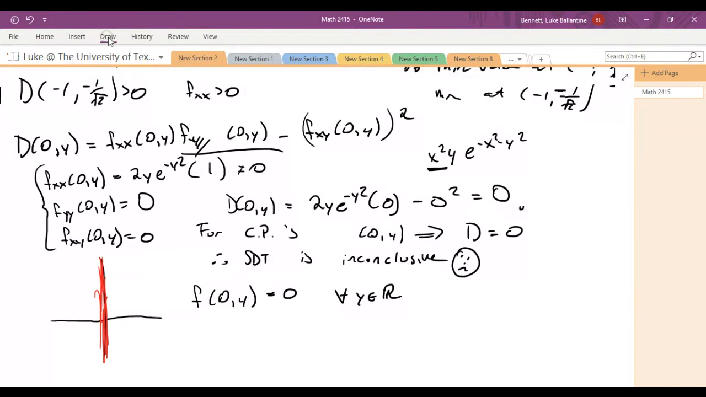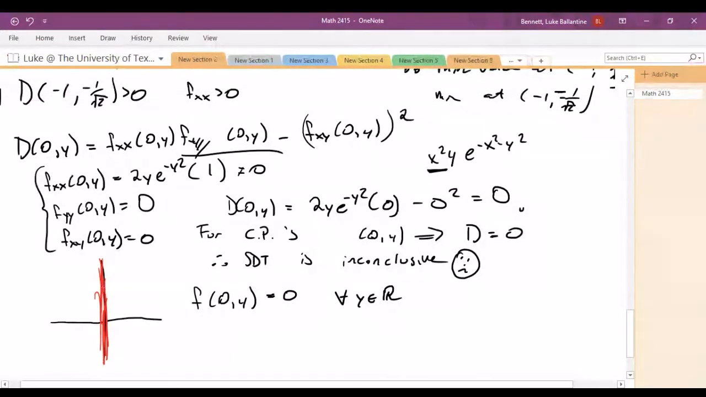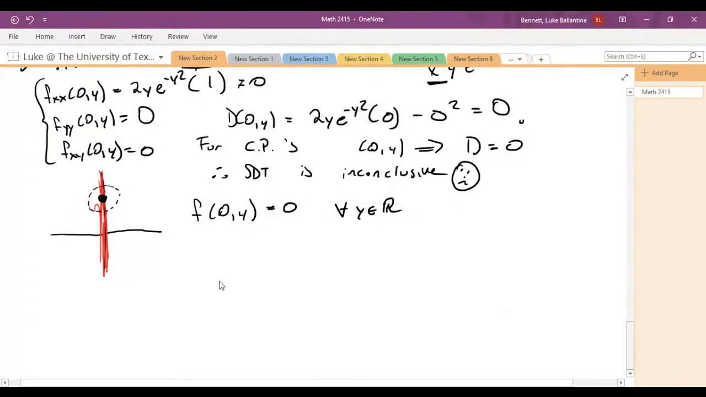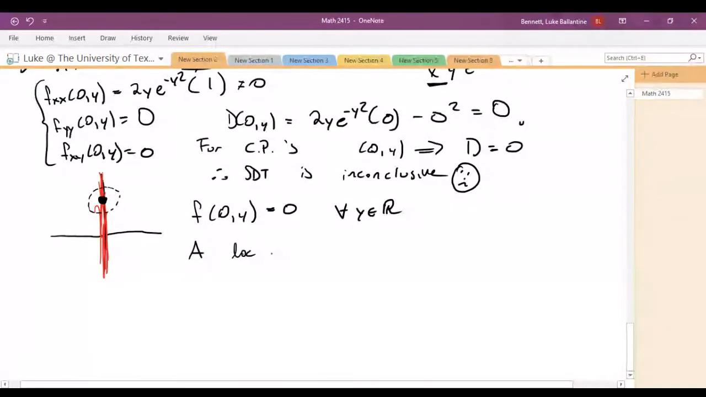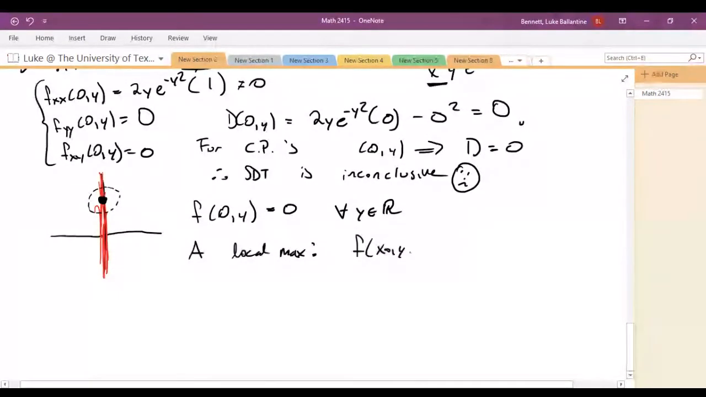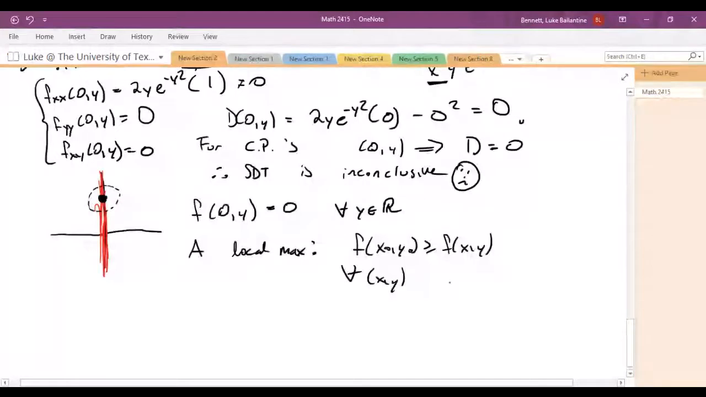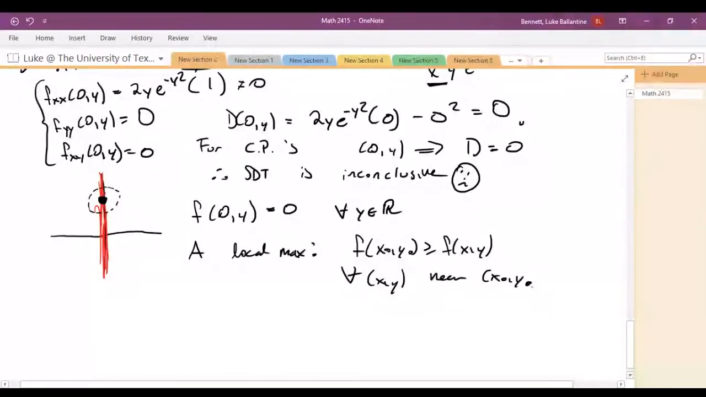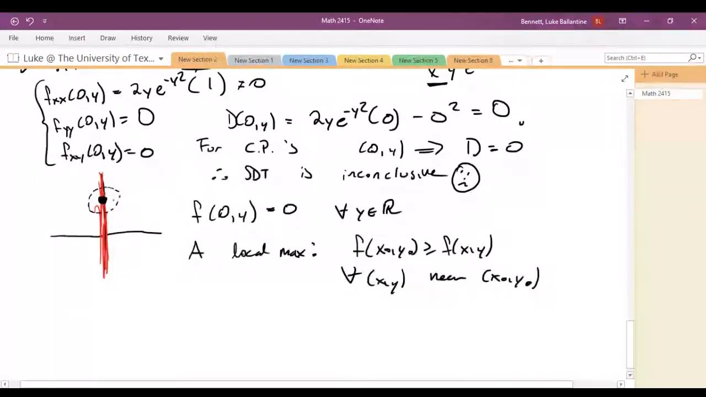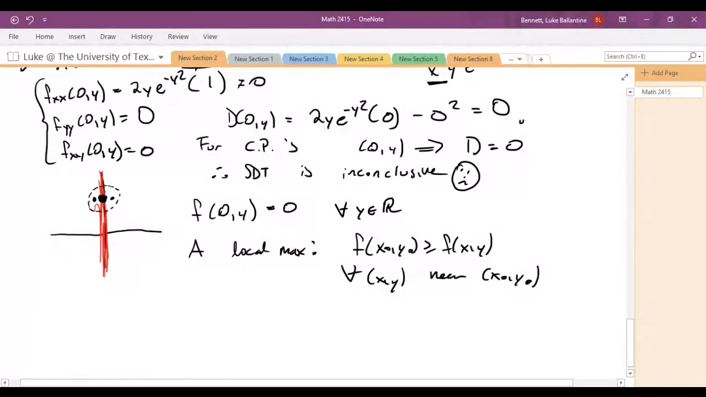And so let's look at, like, say we have a point above the x-axis. We're looking at what are the values around here. Because remember, a local max is f of x naught, y naught greater than or equal to f of x, y for all x, y near x naught, y naught. So we're going to do that. If I take a step over here in this direction, that's like a little tiny step in the x direction. Or if I take a little step over here in the negative x direction, I'm going to observe what happens to our function value.